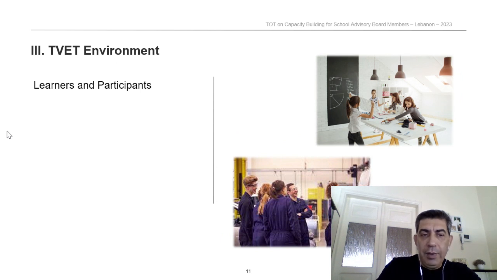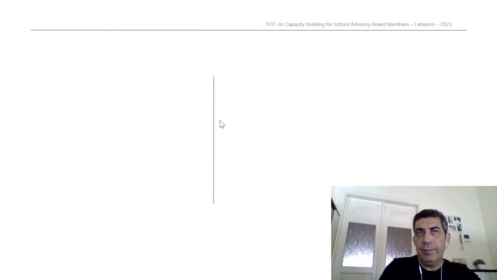I trust that within this brief interval, I have managed to effectively convey a succinct and coherent overview of the Lebanese TVET environment. In conclusion, it's clear that the Lebanese TVET environment faces great challenges that require deliberate and strategic treatment.